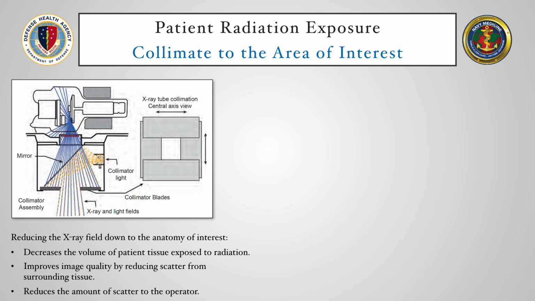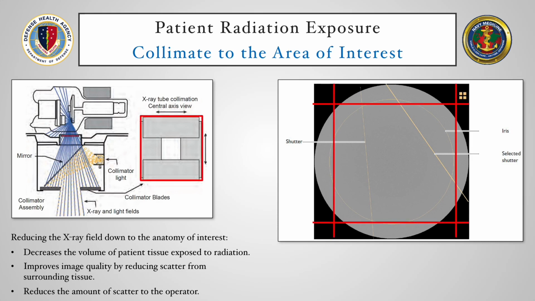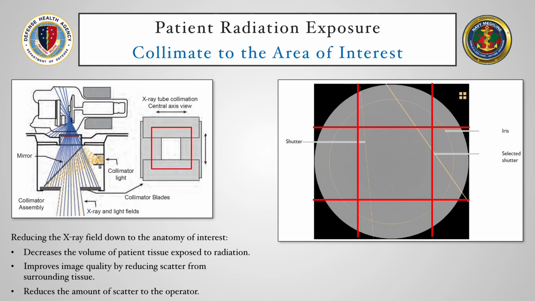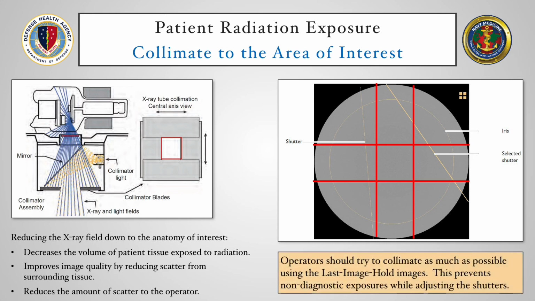Now, newer pieces of equipment allow you to adjust the collimator directly on the screen. That means you can use the last image hold feature of your fluoroscopy unit to change the collimators, and it gives you a visual indication of where they're placed. That way, if the patient hasn't moved, you're set up and ready to go for your next procedure. So the final point, just to reiterate, the operator should always try to collimate as much as possible using the last image hold images. This prevents non-diagnostic exposures while adjusting the shutters in real time.